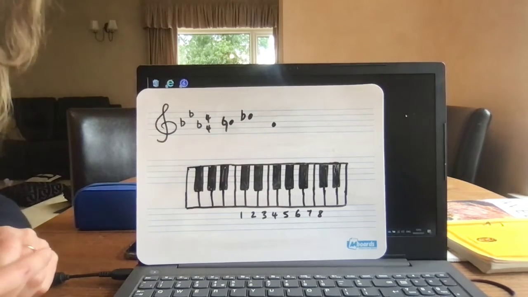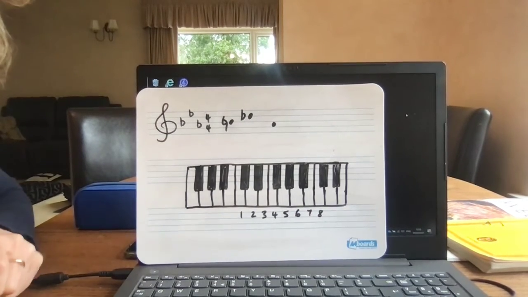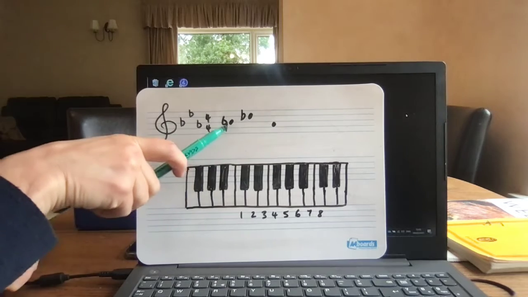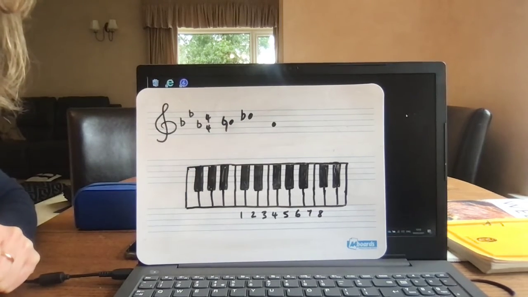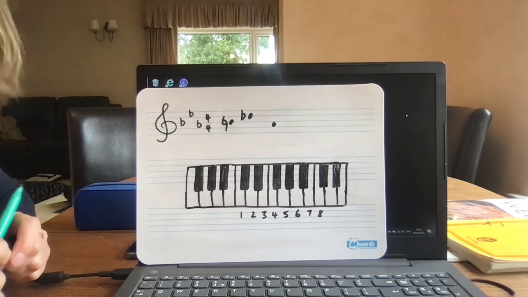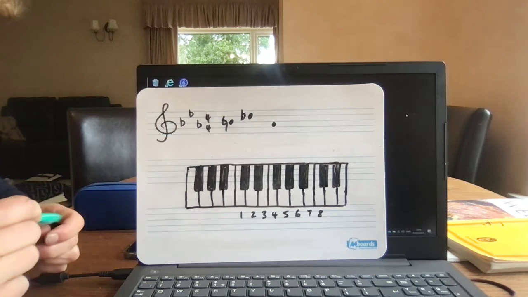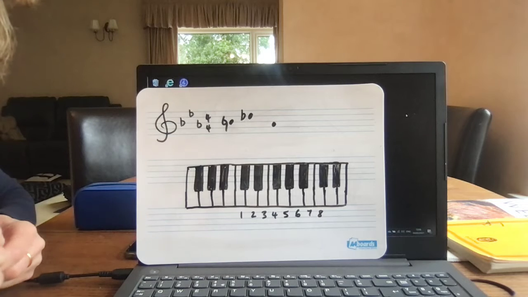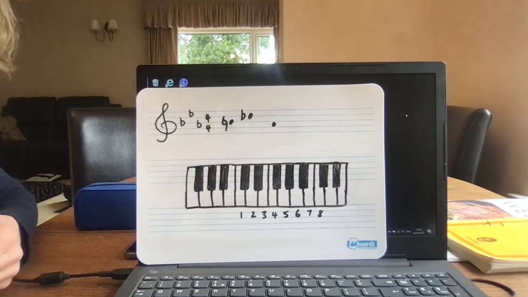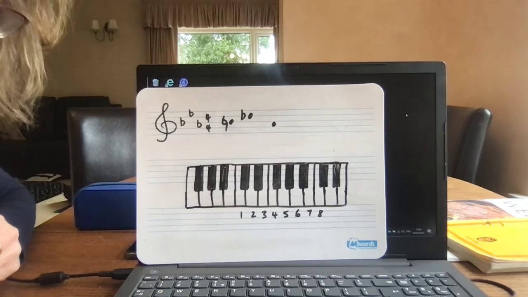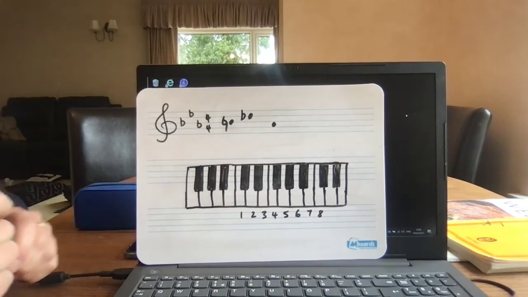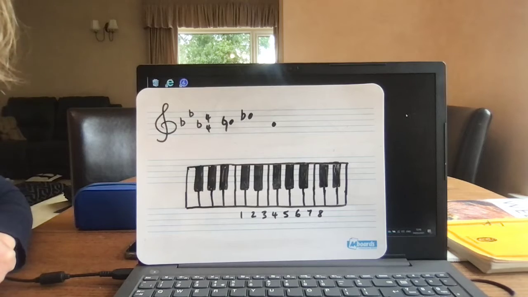Okay, let's do one more. So we discovered that B natural to D flat, although it looks like a third on the stave, it is a third. Certainly in spelling terms it's a third. It's a diminished third. It sounds like a major second, but it looks like a diminished third. It's spelt like a diminished third, so we have to call it a diminished third.